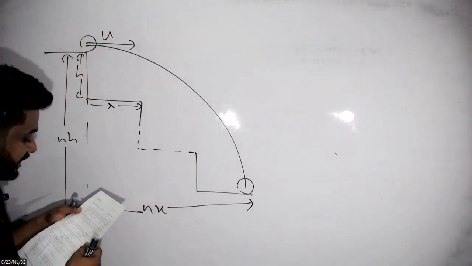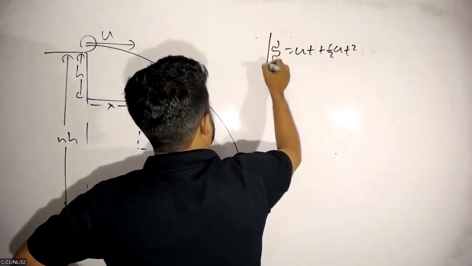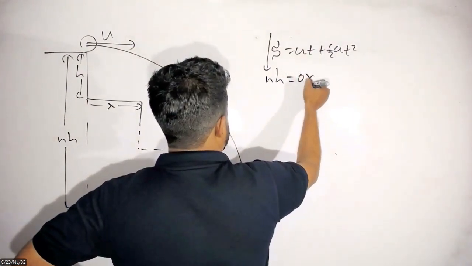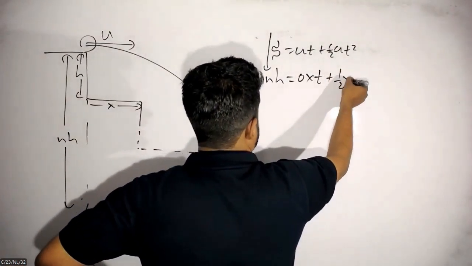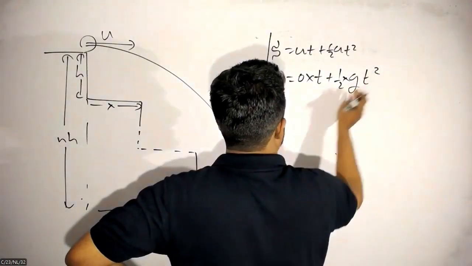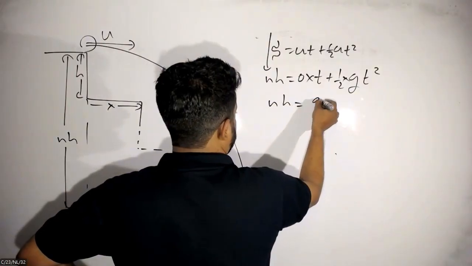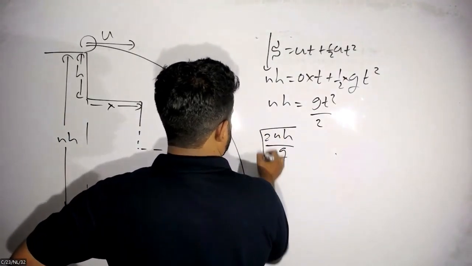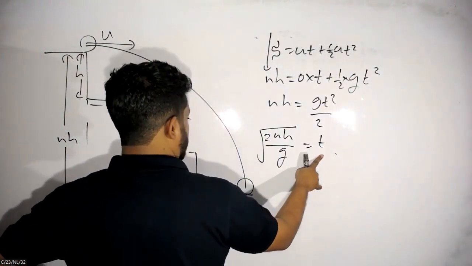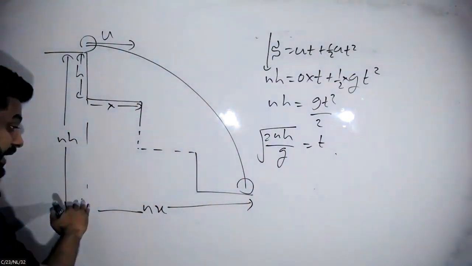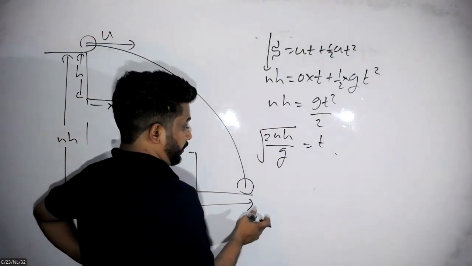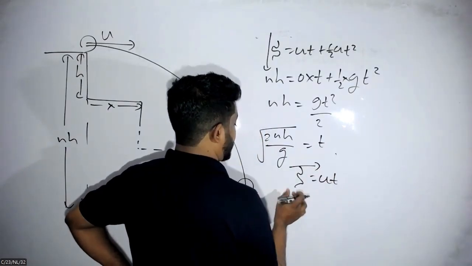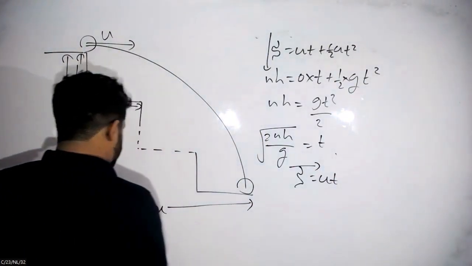Then you can apply equations, right? For the vertical motion in the downward direction, displacement is n into h, initial velocity 0, time interval t, half into gravitational acceleration g, time interval t squared. Then nh is equal to gt squared over 2, then square root of 2nh over g is equal to t. This is the time taken by the particle to hit the end step. Then you can obtain the horizontal displacement by applying s equals ut in the horizontal direction. Horizontal displacement is n times x.